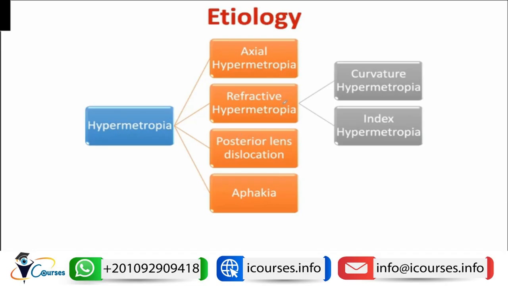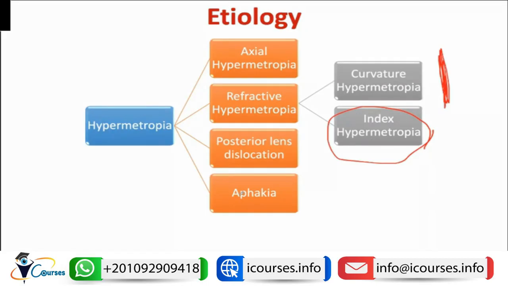While there is another type which is called the refractive hypermetropia, in which there is curvature hypermetropia, for example cornea plana. In cornea plana, the cornea becomes more plane or more flat in configuration. This will lead to a decrease of the refractive power of the eye, leading to hypermetropia. Or there is index hypermetropia, in which there is a decrease in the refractive indices of the refracting surfaces of the eye.